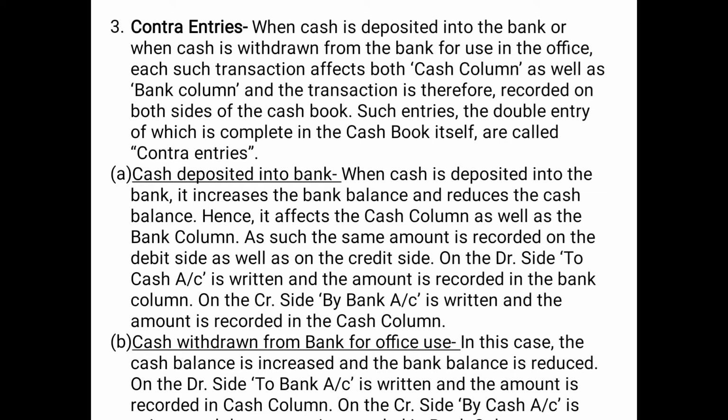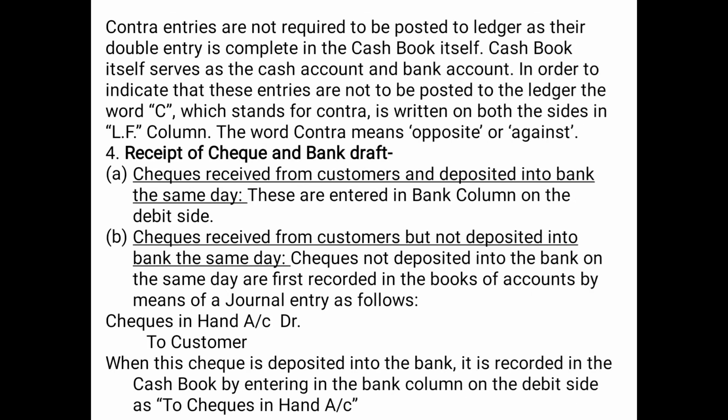So on the receipt side, you will write 2 bank account and the amount will be written in the cash column. On the other hand, what is happening? Your bank balance is getting reduced. Therefore, the bank aspect will be recorded on the credit side, and why the bank balance is reducing? Because you are bringing out the cash. So you will write by cash account and the amount will be written in the bank column, because which balance is reducing? Bank balance is reducing. So as you can see, on the debit side, 2 bank account is written and the amount is recorded in the cash column. On the credit side, by cash account will be written and the amount will be shown in your bank column.